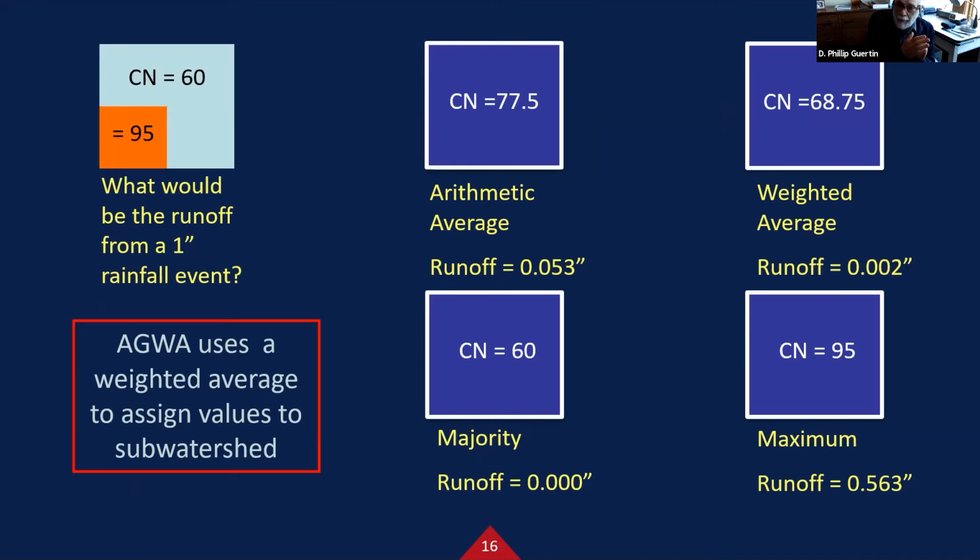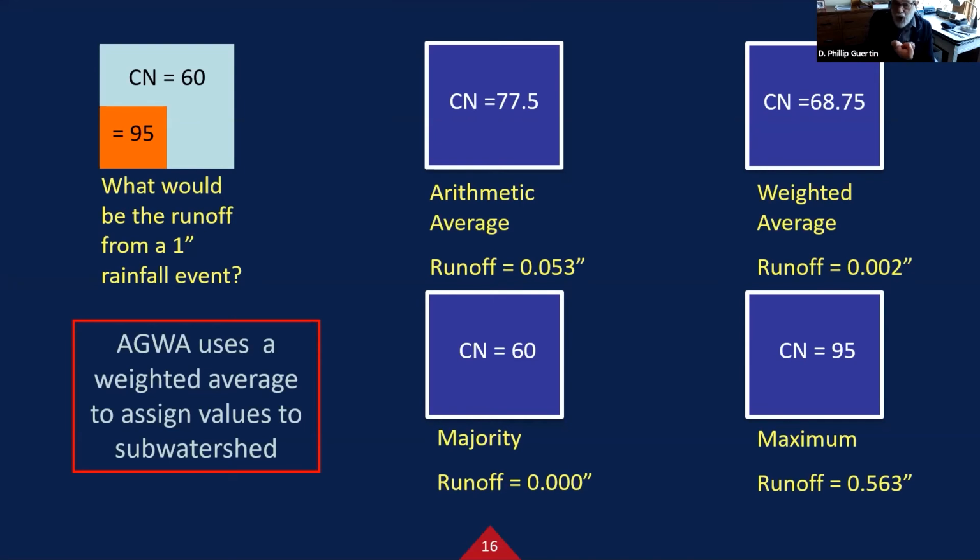Now, I have 4 situations, 4 ways I could characterize that modeling element. I could take the arithmetic average of these 2 numbers. That would give me a curve number of 77. The higher the curve number, the more responsive the element would be. So 100 would mean essentially all the rainfall would come off as runoff. A curve number of 100. CN is a weighted value of these 2. The 60 represented 75% of the area, the 95 represented 25% of the area.